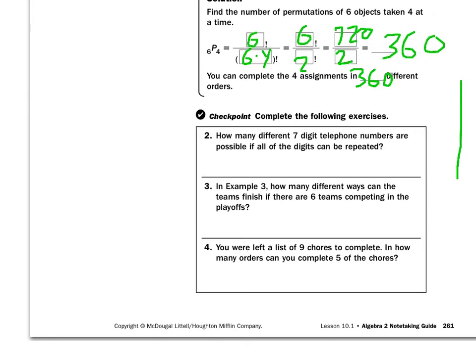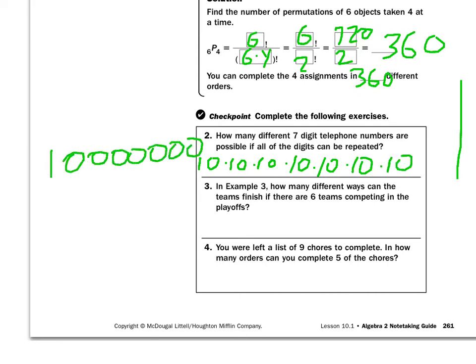All right, we're going to do actually 2, 3, and 4. I hope you're doing all of those. How many different 7-digit phone numbers are possible if all the digits can be repeated? Well, 10, 10, 10, 10, 10, 10, 10. Or a 1 and 1, 2, 3, 4, 5, 6, 7 zeros. 10 million different phone numbers.